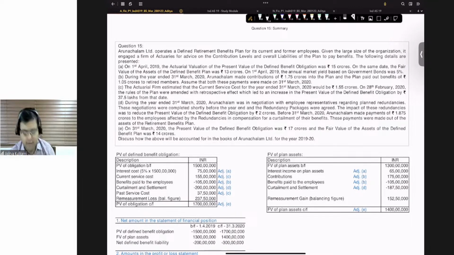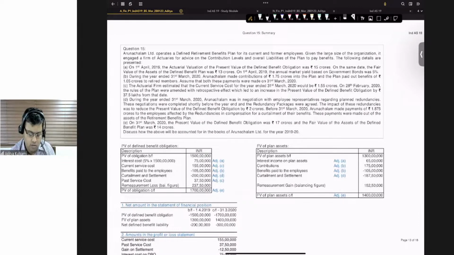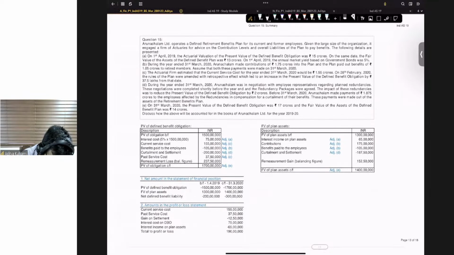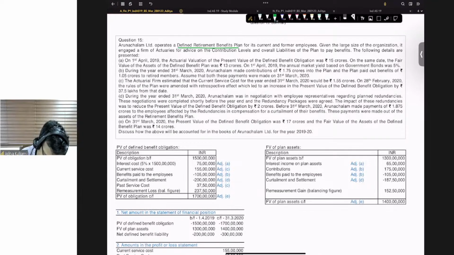So it is a very important question. Now look at the question, please. Arunachalam operates a defined retirement benefits plan for its current and former employees. Given the large size of the organization, it engaged a firm of actuaries for advice on the contribution levels and overall liabilities of the plan to pay the benefits. The following details are presented.